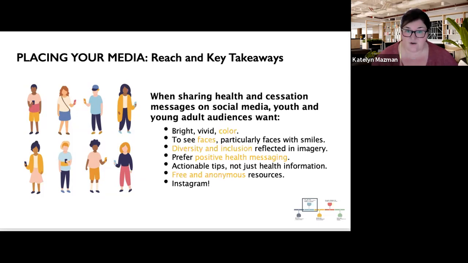And then Instagram. We learned that Instagram was overwhelmingly popular. And actually all of our targeting from this point forward and all of our paid promotions were exclusively on Instagram.